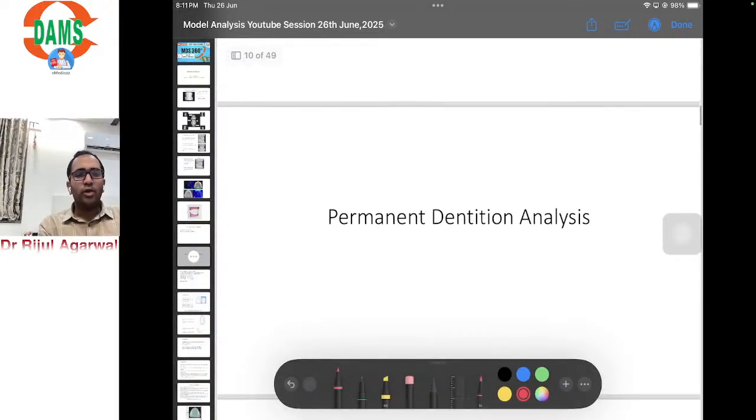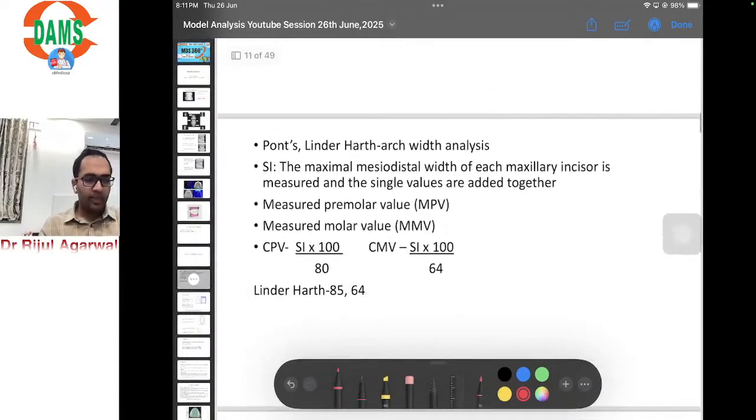So beginning with the model analysis, I have broadly divided it into two segments: the permanent dentition analysis and the mixed dentition analysis. We'll be discussing the permanent dentition analysis. The first one is the Pont and Linder arch width analysis. It tells us about the need for expansion or not. SI stands for sum of the mesiodistal width of the maxillary incisors, that is the maxillary central and lateral, added together.